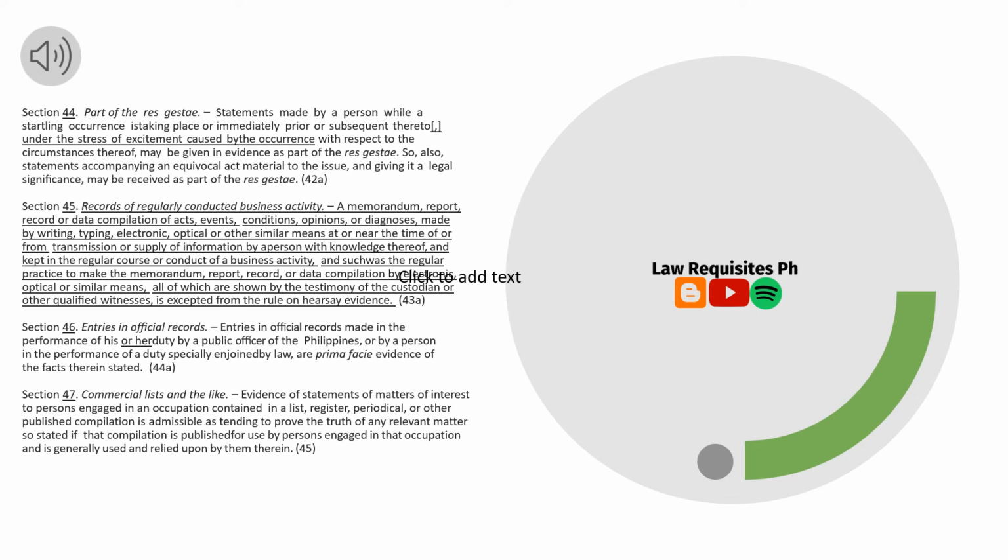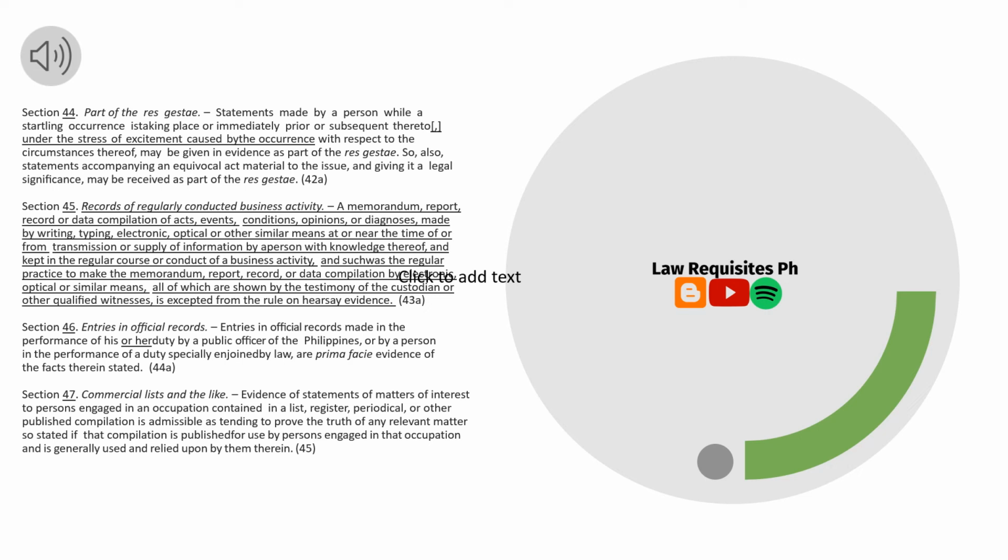Section 45. Records of regularly conducted business activity. A memorandum, report, record, or data compilation of acts, events, conditions, opinions, or diagnoses, made by writing, typing, electronic, optical or other similar means at or near the time of or from transmission or supply of information by a person with knowledge thereof, and kept in the regular course or conduct of a business activity, and such was the regular practice to make the memorandum, report, record, or data compilation by electronic, optical or similar means, all of which are shown by the testimony of the custodian or other qualified witnesses, is excepted from the rule on hearsay evidence.